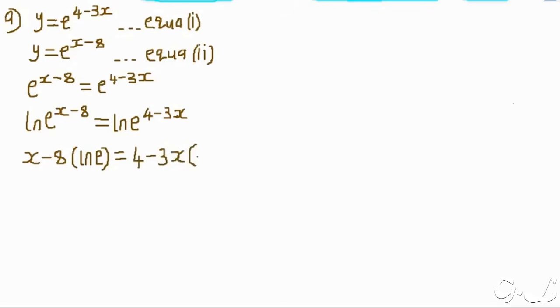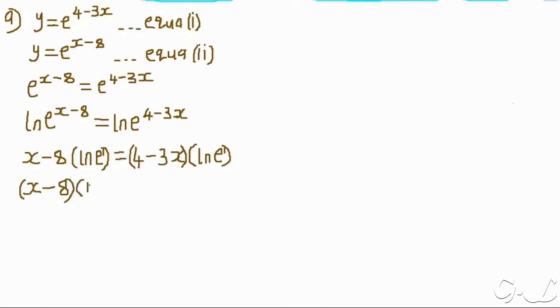Since we have introduced natural log, this is the reason. So we have to take note that natural log of e is the same as natural log of e to the 1, like that.